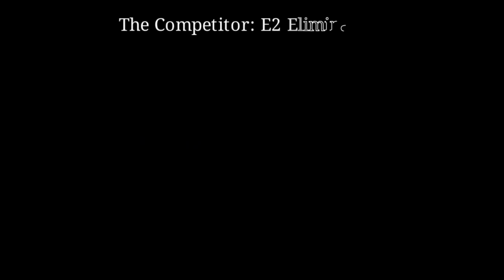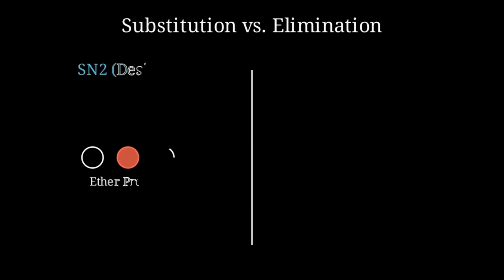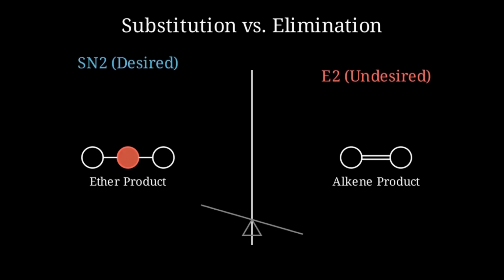However, alkoxides are not just nucleophiles, they are also strong bases. Instead of attacking the carbon, they might grab a neighboring hydrogen atom, triggering an E2 elimination reaction that produces an alkene instead of an ether. This competition determines our final yield. Whether we get the ether we want or the alkene we don't depends on three main factors: the substrate structure, the bulkiness of the base, and the reaction temperature.